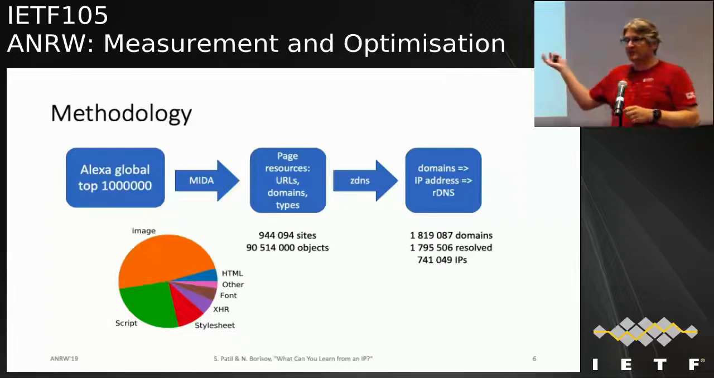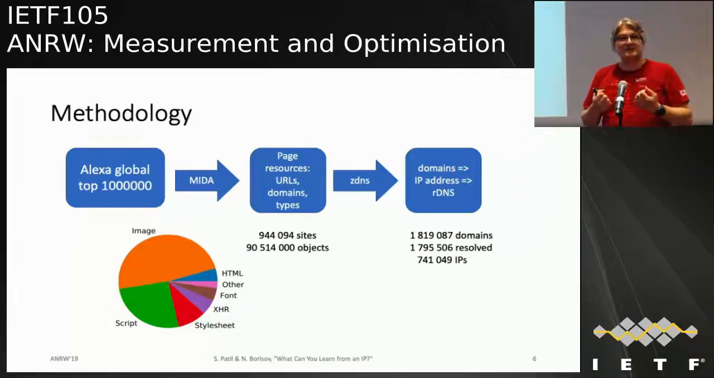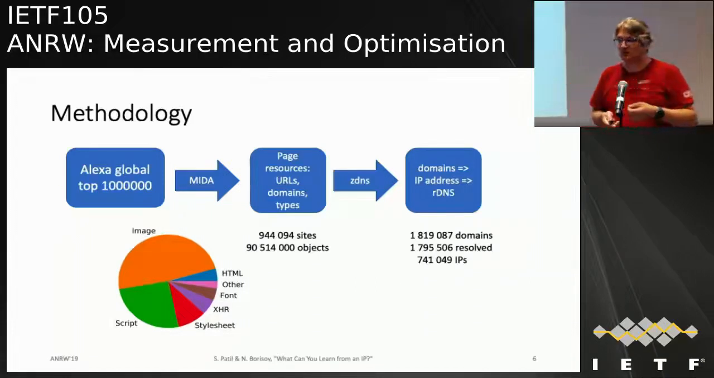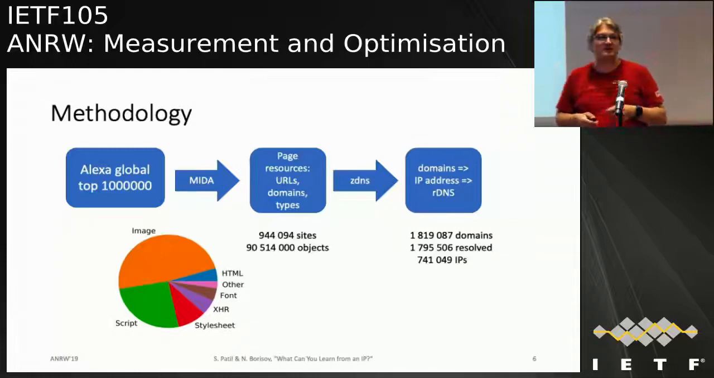So we were able to reach something like 944,000 sites. And these sites requested over 90 million different objects, so about 100 or so per site. These will be various images, iframes, scripts, style sheets, and so forth. You can see a pie chart of what the various object types are.